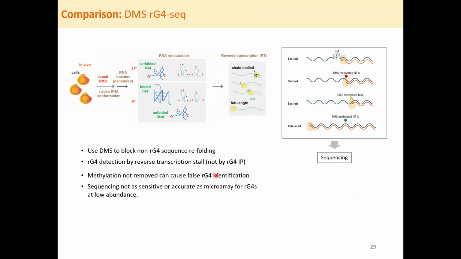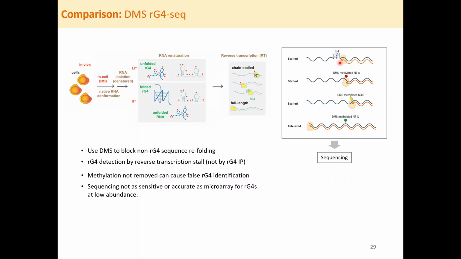In a brief comparison with current DMS rG4-seq for rG4 profiling, this method similarly uses DMS to treat cultured cells to countermark the folded rG4 structures. The RNA is then purified and refolded in solution. Reverse transcription stop library is constructed, where rG4s cause reverse transcriptase to stall, that is, RT stops, and the stops are identified by sequencing. In the control reaction, lithium ions are used to replace potassium ions, in which rG4s cannot refold. Here, the rG4s are identified by reverse transcription stops, not by rG4 antibody immunoprecipitation.